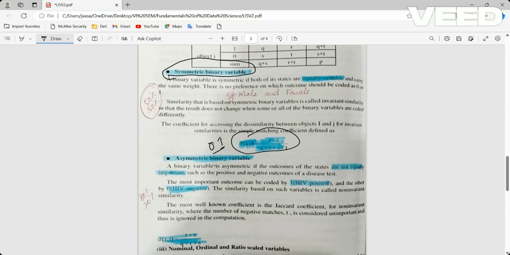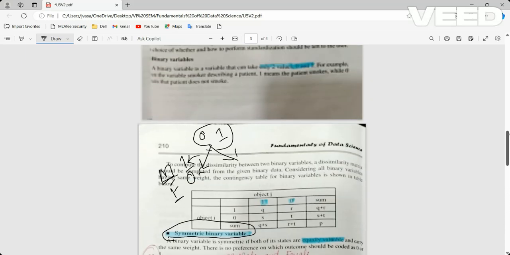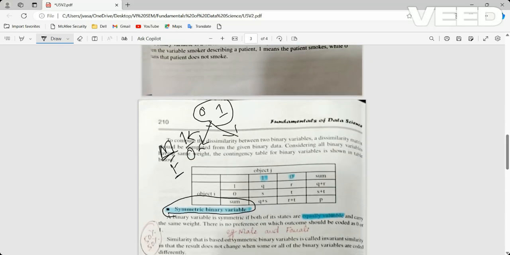And then the second type is asymmetric binary variable. That's what I said, asymmetric binary variable. The second type, see, HIV positive, HIV negative. One value will be represented by 0 and another value will be represented by 1. Here 80 percent will be having HIV negative, right? You only will have a few positive.